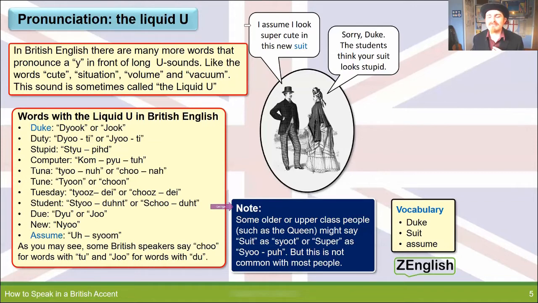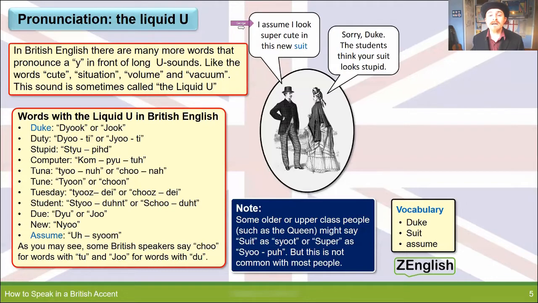I'll first do it in an American accent, and then I'll do the conversation in a British accent. I assume I look super cute in this new suit. Sorry, Duke. The students think your suit looks stupid. Okay, so we'll go to British English, standard British English.